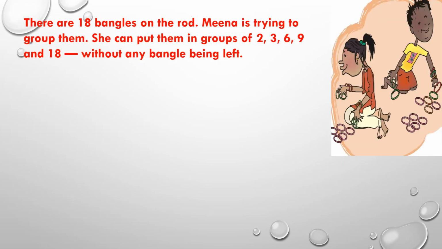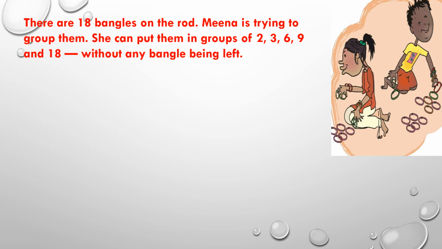Let's start with another topic, bangles. There are 18 bangles on the rod. Meena is trying to group them. She can put them in groups of 2, groups of 3, groups of 6, 9 and 18 without any bangle being left. So let's start with the groups of 2.